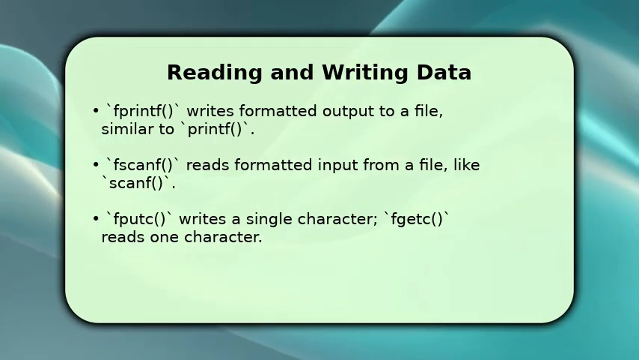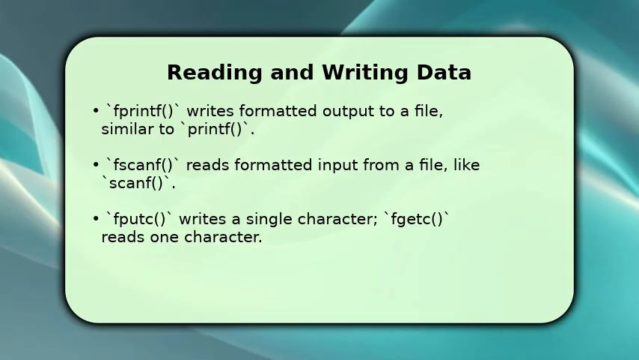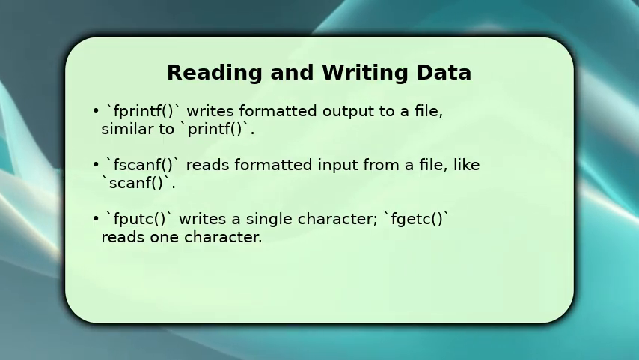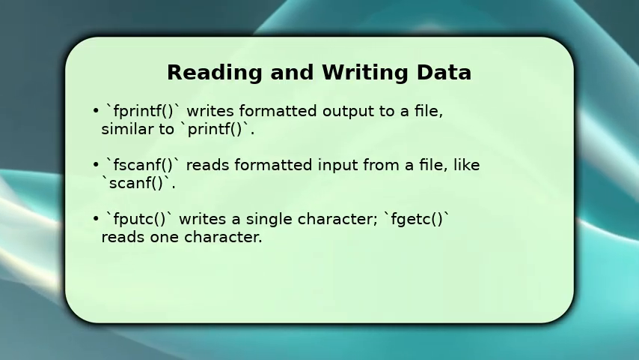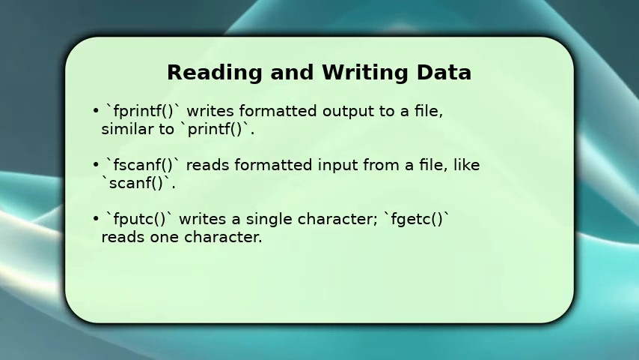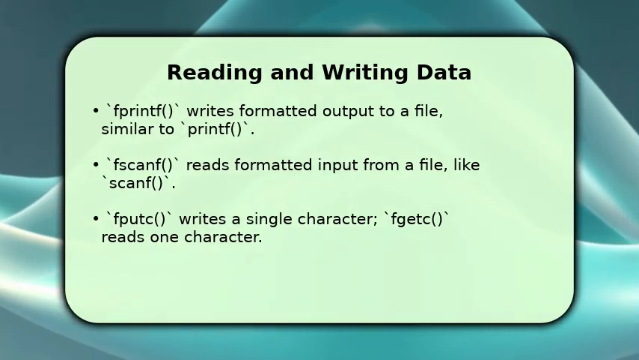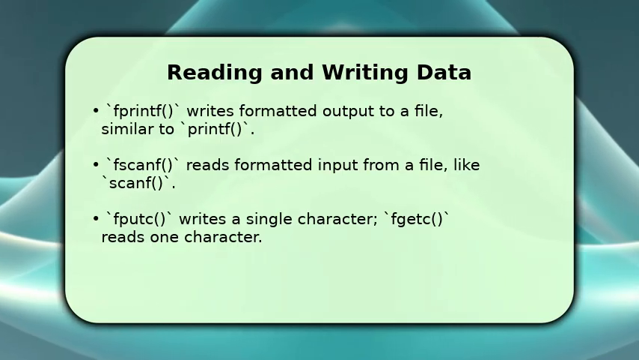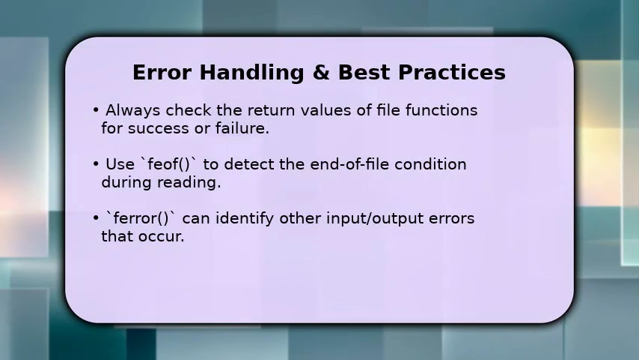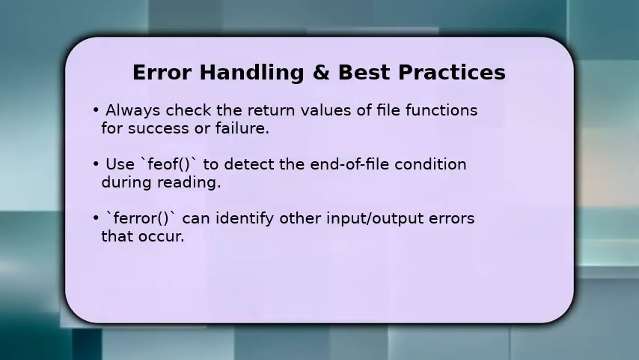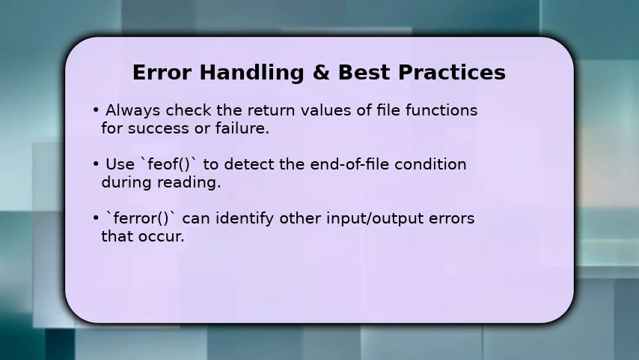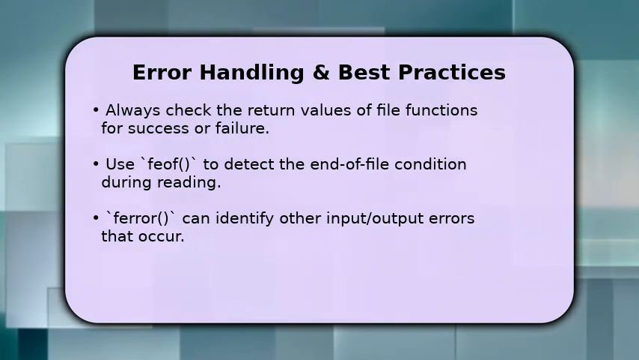If you're dealing with individual characters, fputc writes one and fgetc reads one. For strings, fputs writes an entire string, and fgets reads a string up to a specified number of characters or a new line, making it versatile for various data types. Effective error handling is paramount in file operations. Always check the return values of functions like fopen and fprintf to ensure they succeeded.